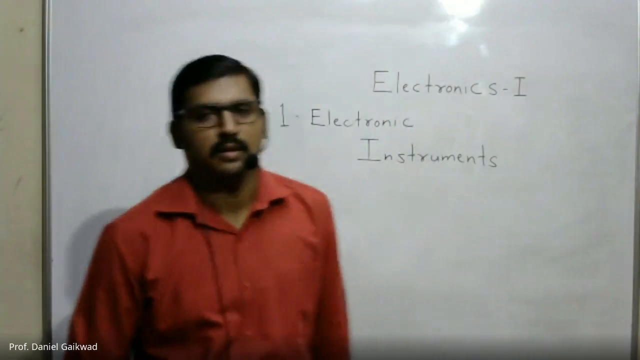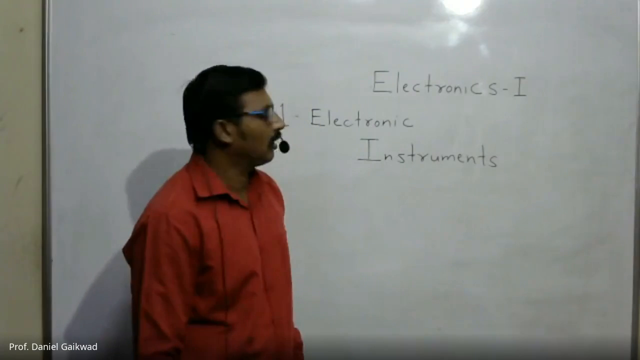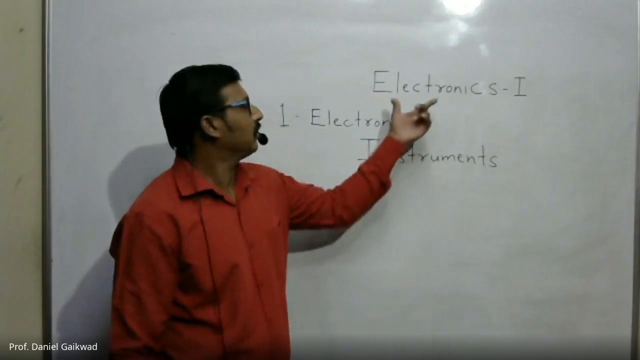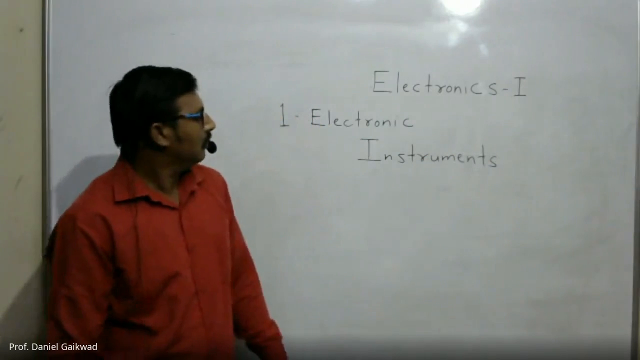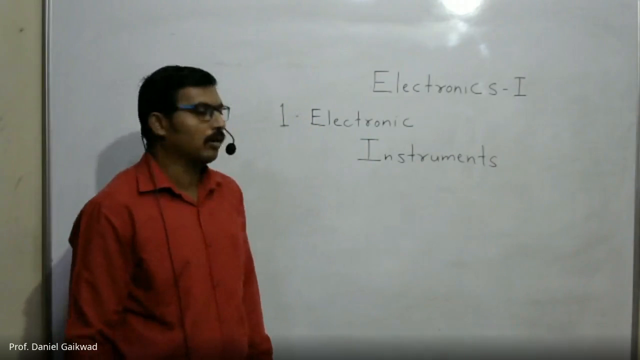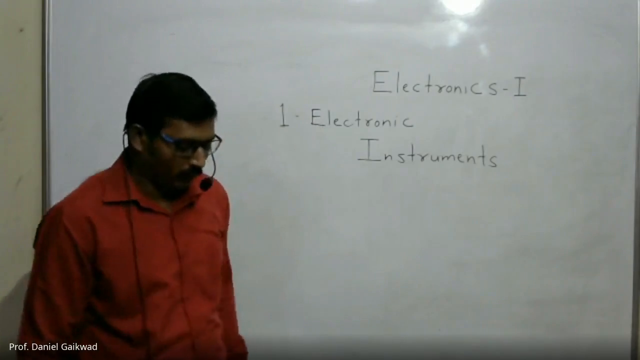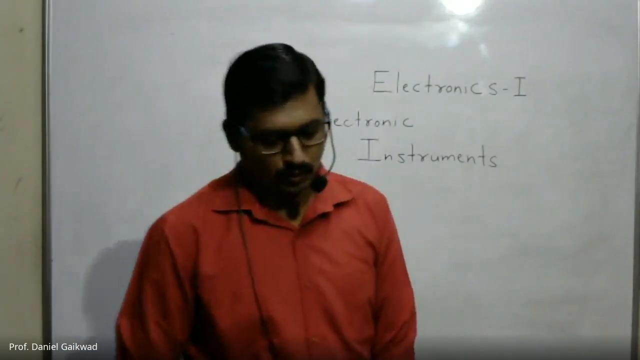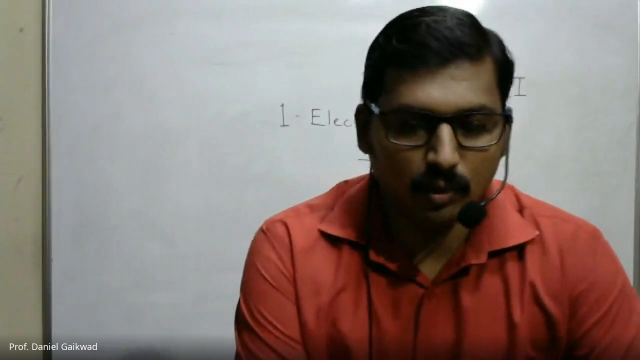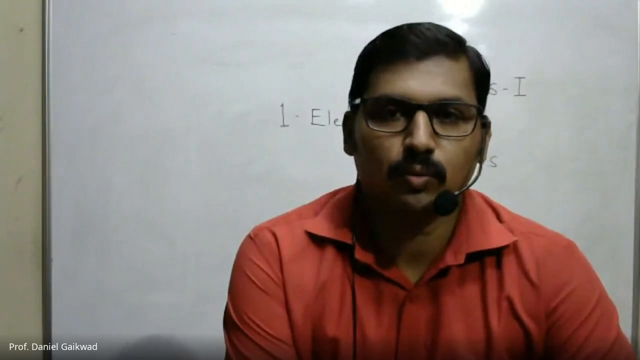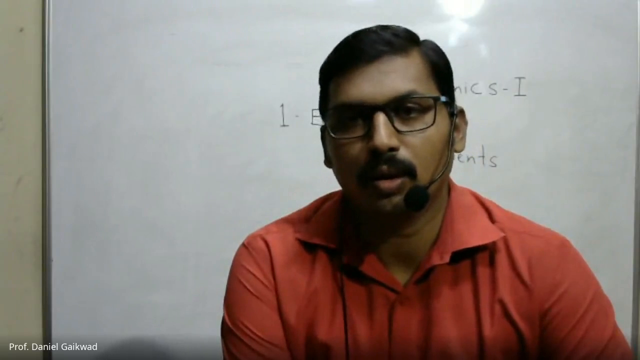Hello, friends. Welcome back again in e-learning program of subject of electronics paper number first, in which we already began with the chapter of electronic instrument. That is the first chapter from paper number first. So already we have discussed in previous lecture about the concept of CRO and its different parts or its different components.